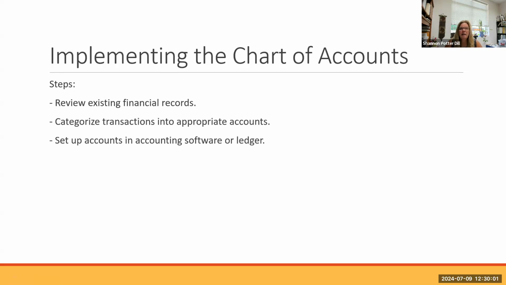And then you want to look at implementing the chart of accounts. So review your existing financial records, look back at what you have, categorize the transactions into appropriate accounts, and then setting it up into some kind of software or ledger is really helpful. I mean, paper and pencil works, Excel works, QuickBooks works. It really is where your comfort level is, how complex your farm is. If you've got payroll and some of the other things, you really should be thinking about QuickBooks. If you've got a handful of expenses through a very seasonal type farm enterprise, maybe it's just Excel or paper or pencil. So think about that as you're implementing the chart of accounts.